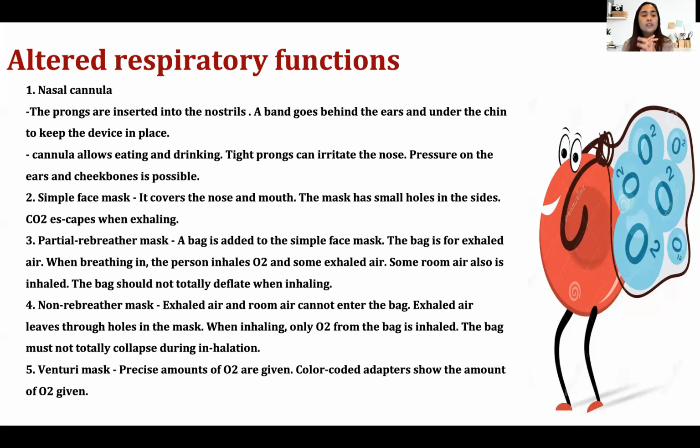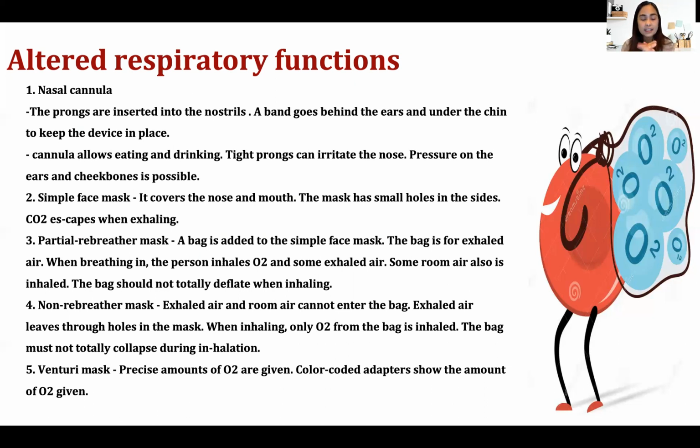On the other hand, with the non-rebreather mask, exhaled air and room air cannot enter the bag. Okay? In the partial rebreather mask, the air can enter the bag, but in the non-rebreather mask, the air cannot enter the bag. Exhaled air leaves through a hole in the mask. When inhaling, only oxygen from the bag is inhaled. The bag must not totally collapse during inhalation.